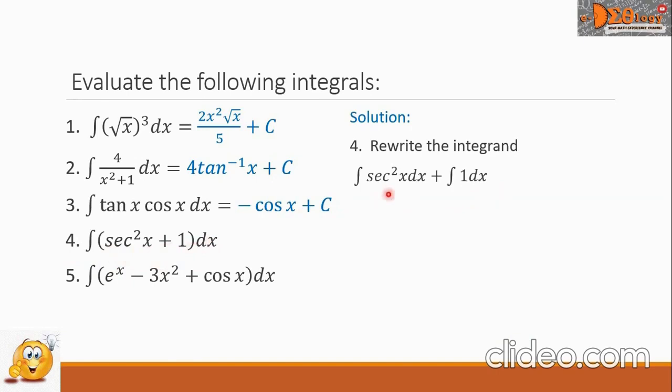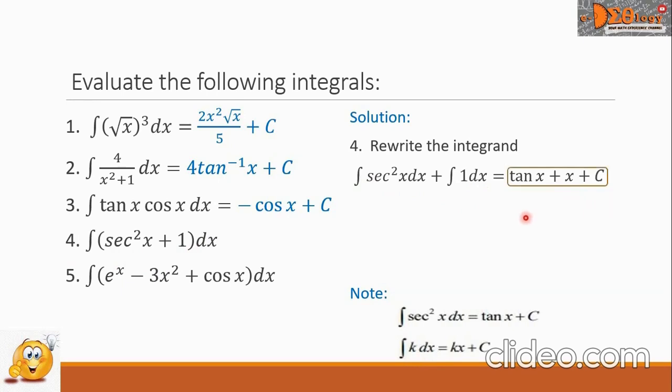In here, we're going to use two formulas: the integral of secant square x dx, and also the integral of the constant k dx. So we have now the tangent x for this integral, plus the integral of 1 dx is 1x, or simply x. And then we will add the plus c. This is now the final answer for problem number 4. We will copy this answer opposite problem number 4.